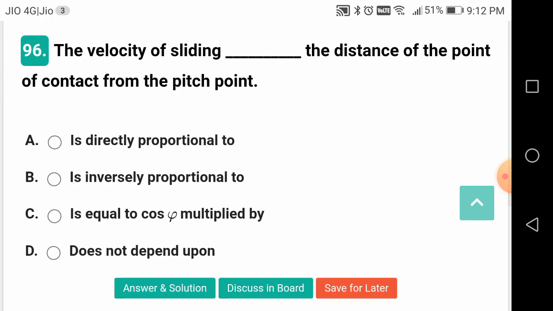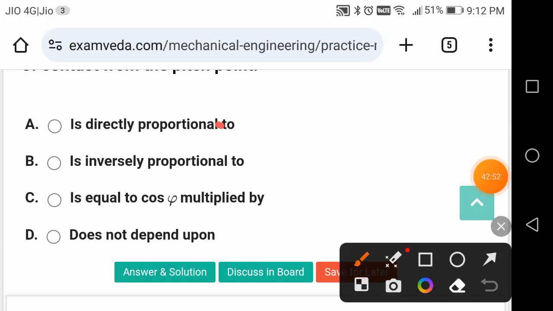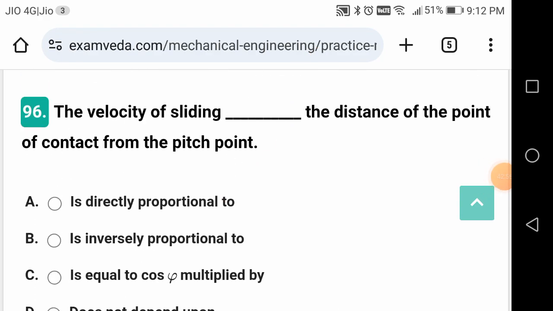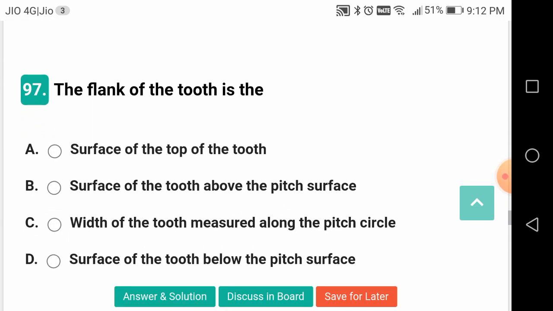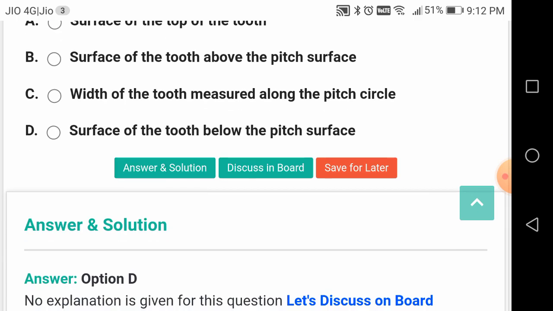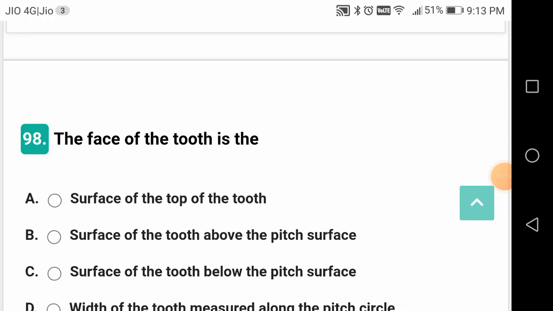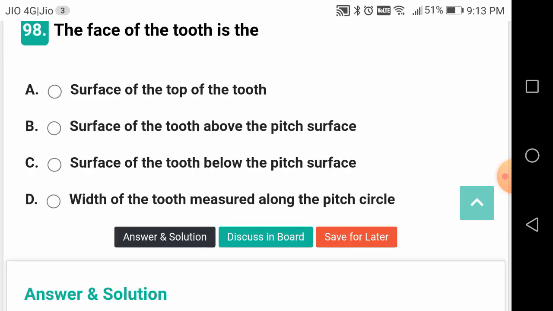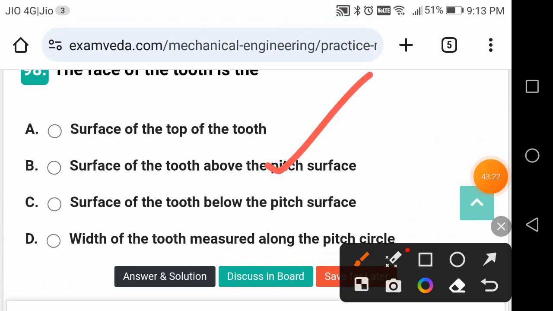The velocity of sliding dash, the correct answer is A. Velocity of sliding is directly proportional to the distance of the point of contact from the pitch point. The flank of the tooth is the surface of the tooth below the pitch surface. Face is above that pitch surface. The face of the tooth is the surface of the tooth above the pitch surface.